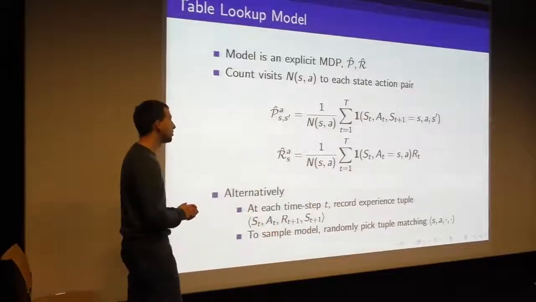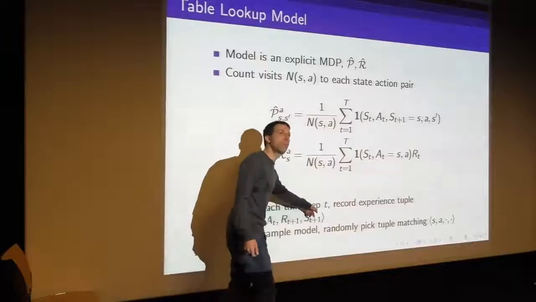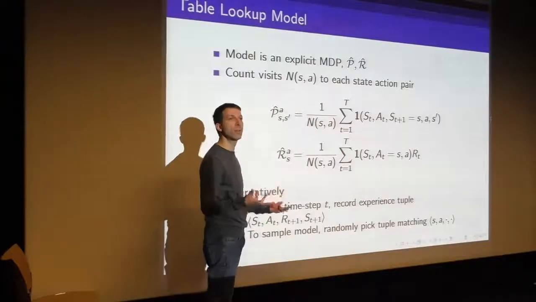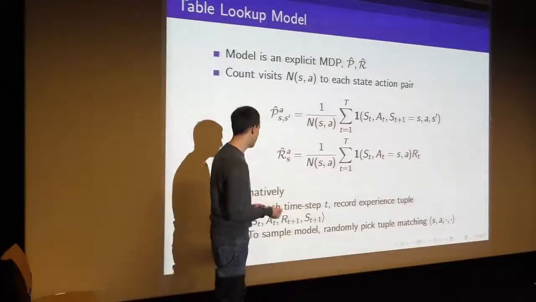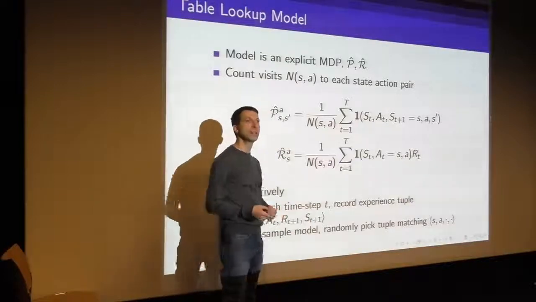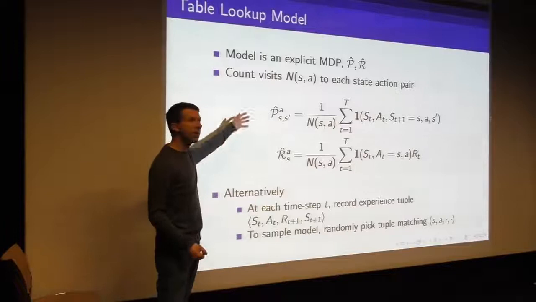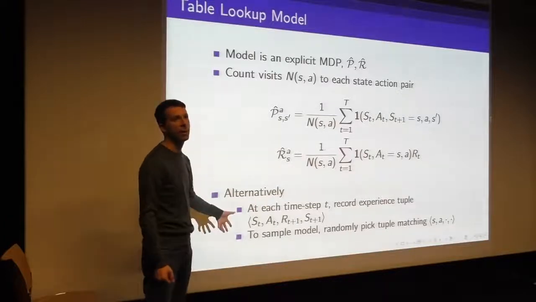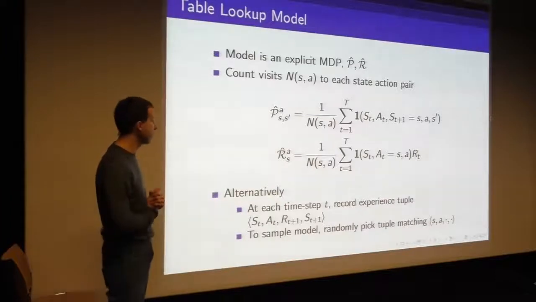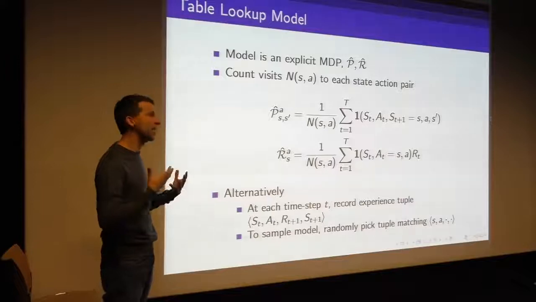And now if you want to actually sample from this model, all you need to do is take the set of tuples that are consistent with the state and action that you want to know about and sample uniformly at random from those. Then you sample one of these rewards, or one of these next states, from those tuples. It's equivalent. These are basically parametric and non-parametric approaches, and those are examples of the two families of function approximation for model learning. But they basically give you the same information.